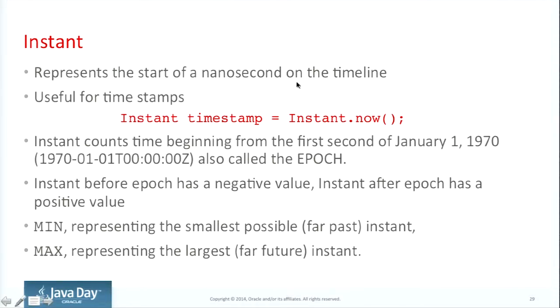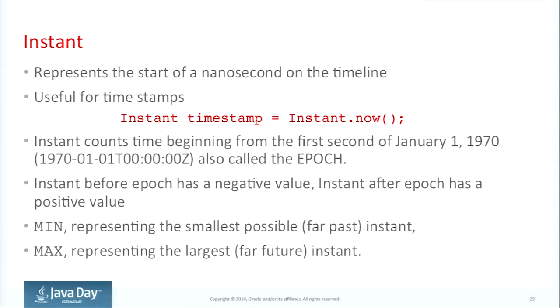Instant is actually counting time from the beginning of the era. In this case, the date is January 1st of 1970. Anything before that date will be a negative instant. Anything after that date will be a positive instant. We do have a minimum and a maximum value for representing either the smallest possible value in an Instant or the maximum one.